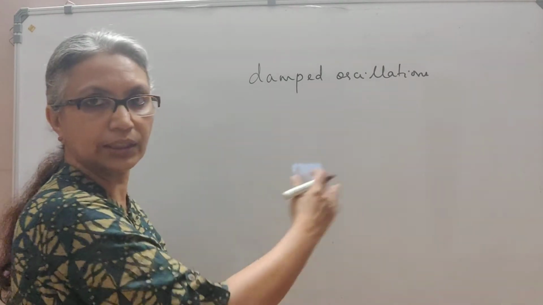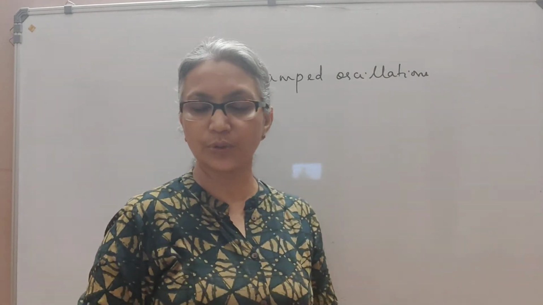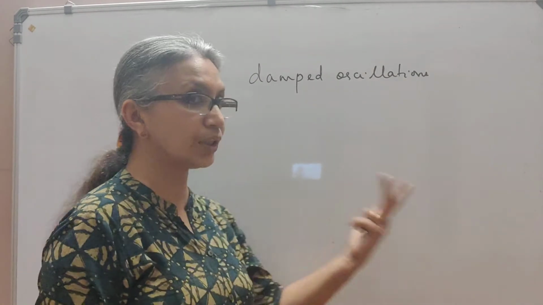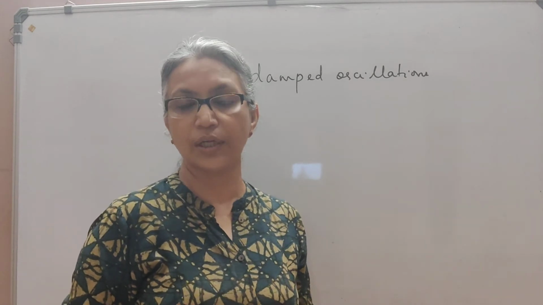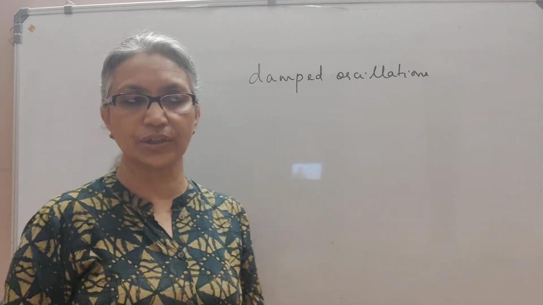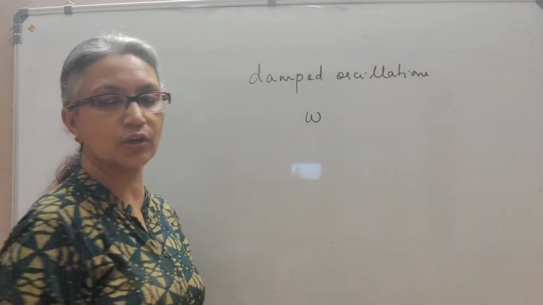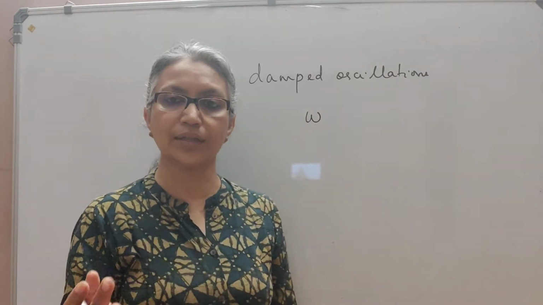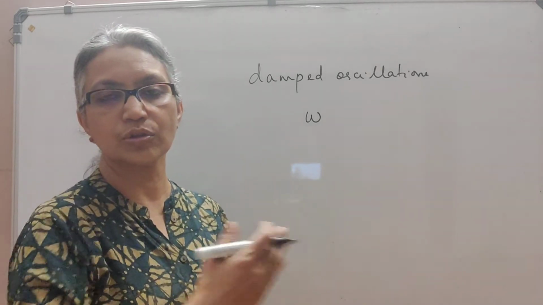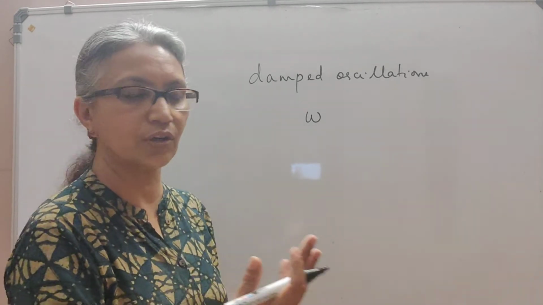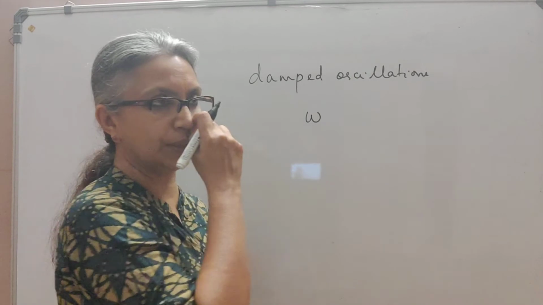Now, for a swing or a simple pendulum, if you slightly disturb it and let it oscillate freely, the oscillation without the application of an external force is what you call free oscillation, and the frequency of that oscillation is what you call the natural frequency of the oscillator, omega. Without any external force driving it, the natural frequency with which it is oscillating, the free oscillation, is denoted by omega.